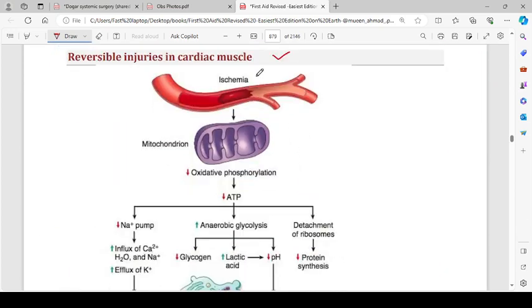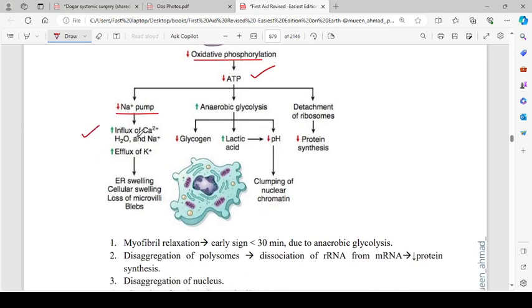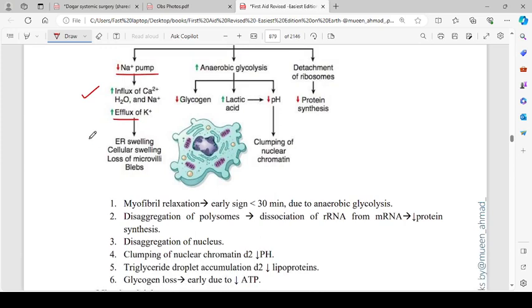Then we have reversible injuries to the cardiac muscle. Firstly, there will be ischemia. Ischemia will act on the mitochondria, and there will be decreased oxidative phosphorylation and decreased ATP. When there is low ATP, there will be decreased sodium pump activity, increased influx of calcium, water, and sodium, and increased efflux of potassium. Endoplasmic reticulum swelling, cellular swelling, and loss of microvilli and blebs.